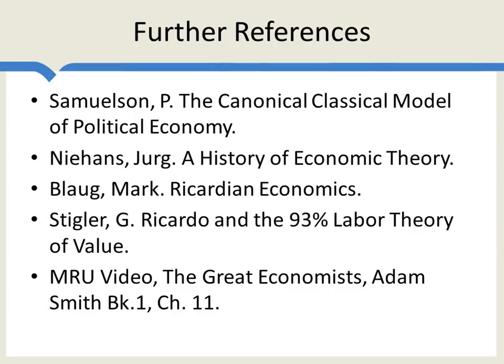Here are some further references. Paul Samuelson has a useful piece, The Canonical Classical Model, which goes into the dynamics of the classical model in more detail than I have. Again, I like Jürg Niehans's book, A History of Economic Theory. Mark Blaug has a good book on Ricardian economics. This is Stigler's piece on the 93% labor theory of value. And of course, take a look at some of our other videos. In particular, Tyler looks at Adam Smith's theory of rent, which was the precursor to the Ricardian theory. And that's in the video on Adam Smith, Book 1, Chapter 11.